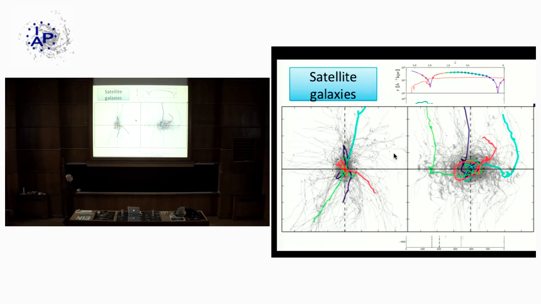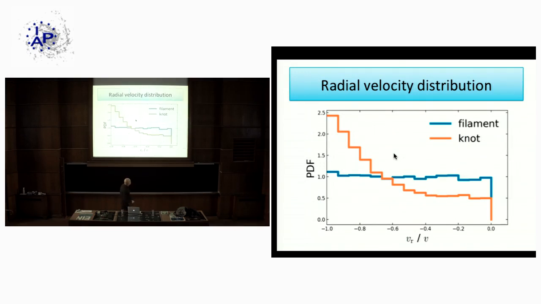While here, when you are in the filament, you see that once again, the satellites, first of all, don't come from along the filament, but actually come from the perpendicular direction, orbit a bit within the filament before falling onto the halo, and sometimes they even run away along the filament. If you now plot the radial velocity distribution of the satellites at the moment in which they are accreted onto the halo, you find very different probability density functions for the halos in filaments and in knots.